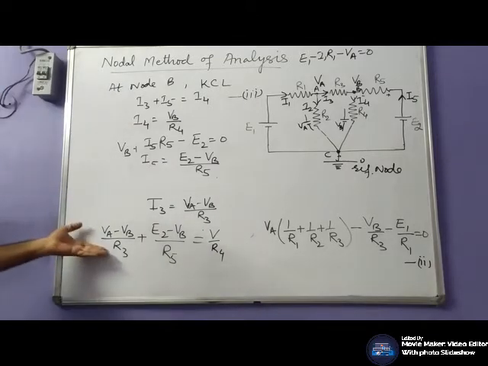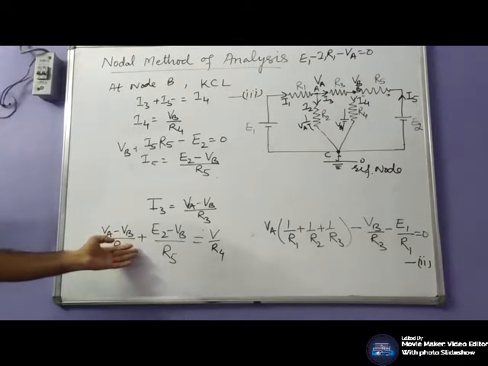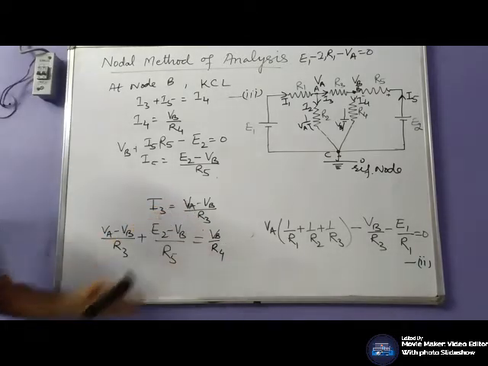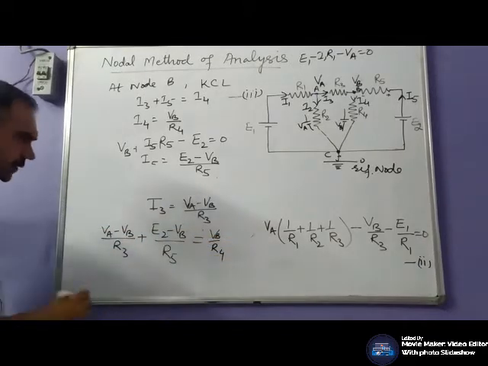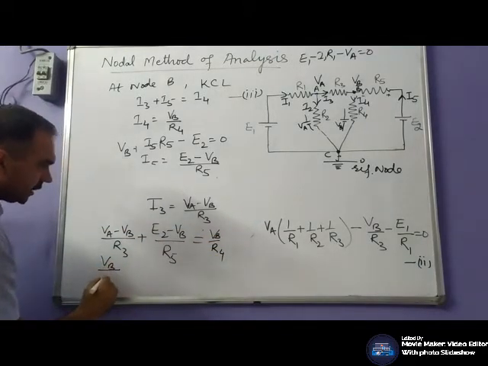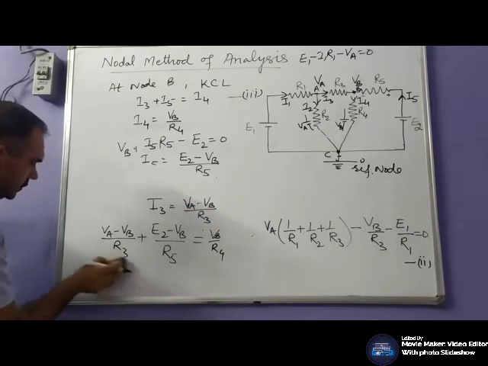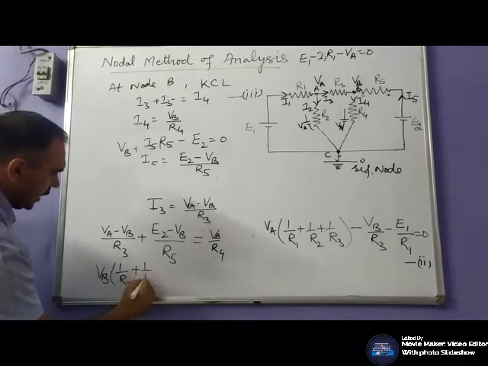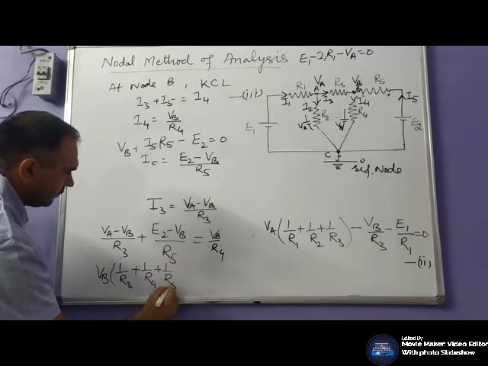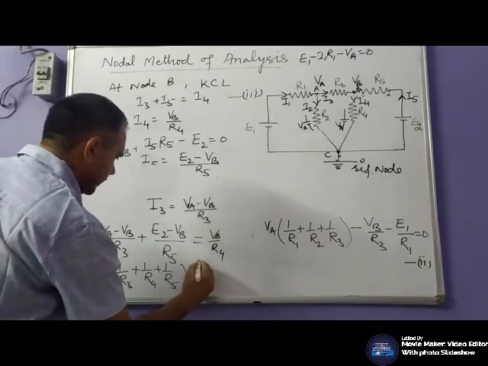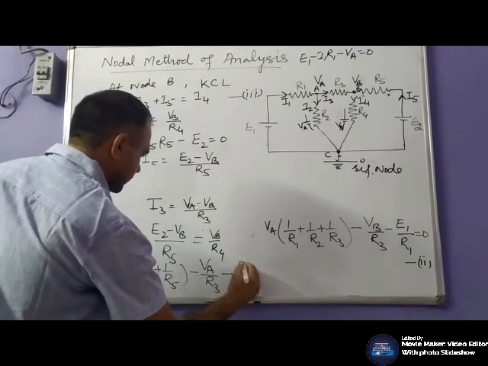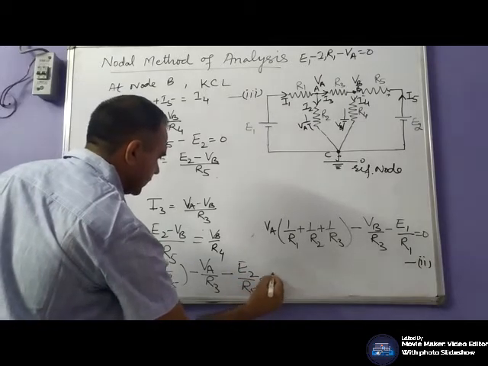Now simplify it. पूरी इक्वेशंस को इस साइड ले आइए तो you will have VB into 1 by R3, R4, R5 minus VA by R3 minus E2 by R5 is 0.